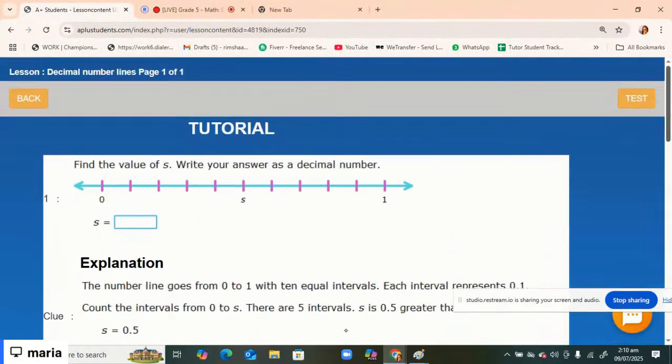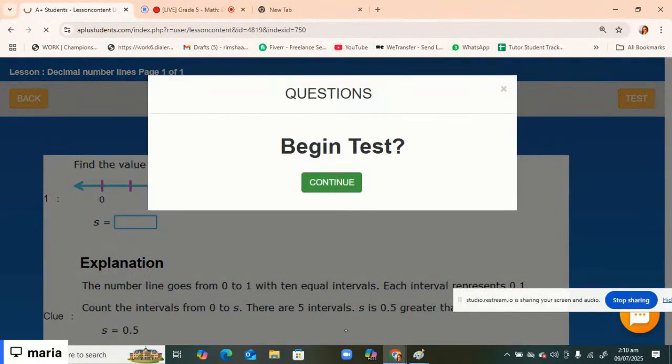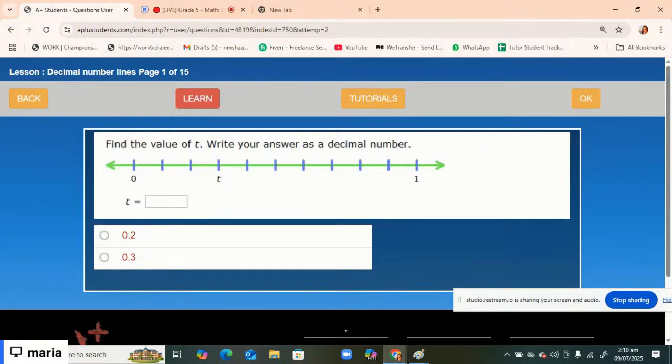Now let's do some test questions, and you guys tell me the answers of these test questions one by one. So find the value of t. Write your answer as a decimal number. This is 0 to 1, and now the t is given at this point. Does this lie on 0.2 or 0.3? Count it, everyone, and then tell me this time.